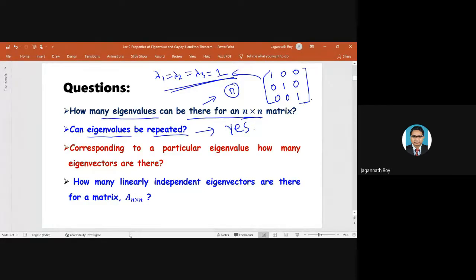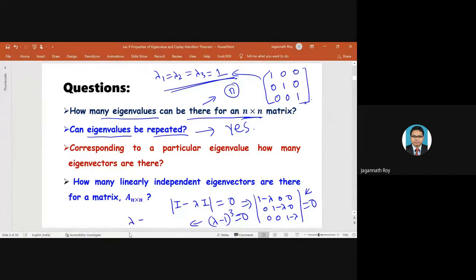Because if you try to find the determinant of I minus lambda times I and take it as 0, you will get 1 minus lambda, 0, 0, 0, 1 minus lambda, 0, 0, 0, 1 minus lambda. That is our characteristic equation, and this will give you lambda minus 1 all cubed equals 0. So this will give you lambda equals 1, 1, 1. Okay, so yes, eigenvalues can be repeated.